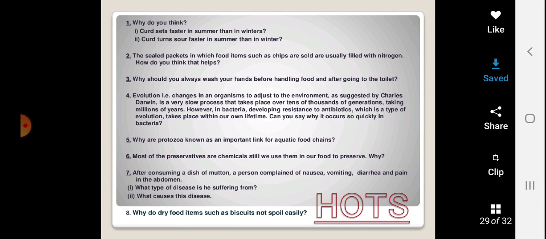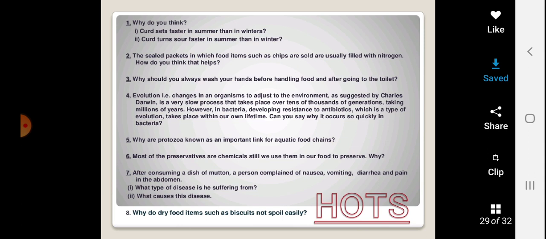Why should you always wash your hands before handling food and after going to the toilet? Because when you enter the toilet or use your washroom, you might be contaminated with microorganisms. So before eating or touching food, we should make sure that our hands are clean and no microorganisms are there, so we should disinfect them.